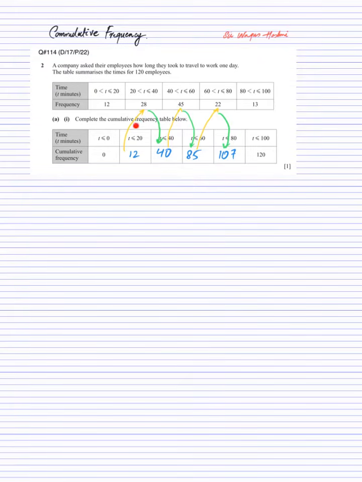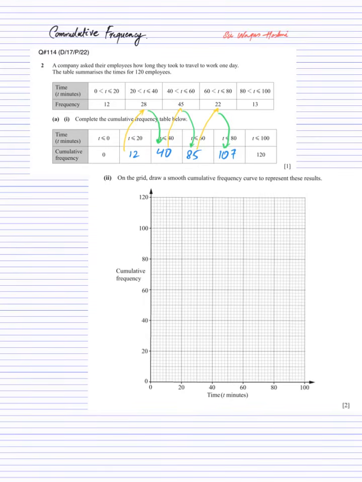So 12 plus 28 will be 40. 40 plus 45 will be 85. 85 plus 22 will be 107, and 107 plus 13 will be 120. After that, we need to plot the cumulative frequency curve by using those values.